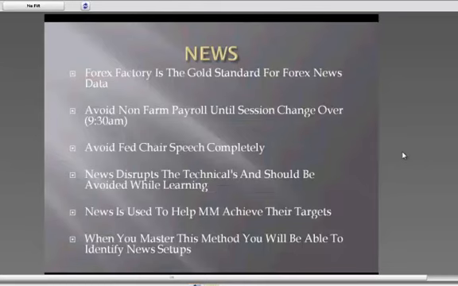When you master this method, you're going to be able to identify some of the news setups, yes. But again, you don't need that crap in your life. Okay?